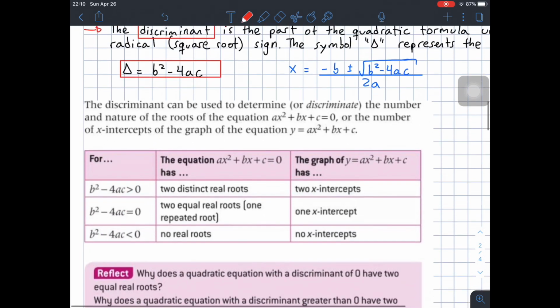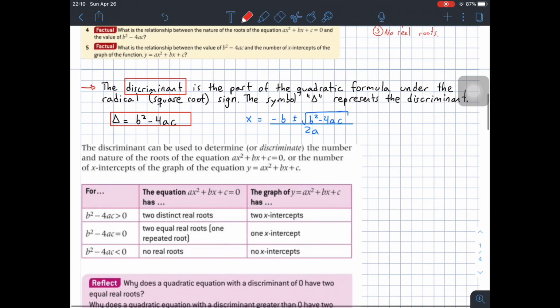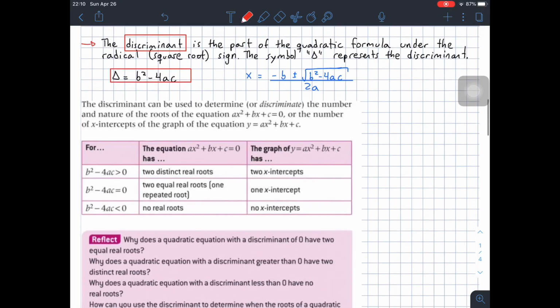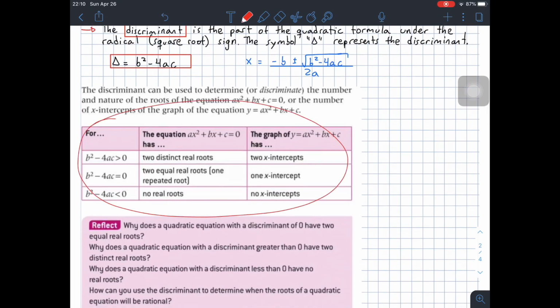So here it says, the discriminant can be used to determine or discriminate the number and nature of roots of the equation ax squared plus bx plus c equals 0, or the number of x-intercepts of the graph of the equation y equals ax squared plus bx plus c. And here you have the general rules that you should remember. If b squared minus 4ac is positive, that is greater than 0, the quadratic equation has two distinct real roots, which means that the graph has two x-intercepts, okay?